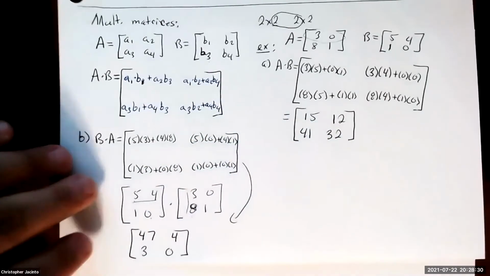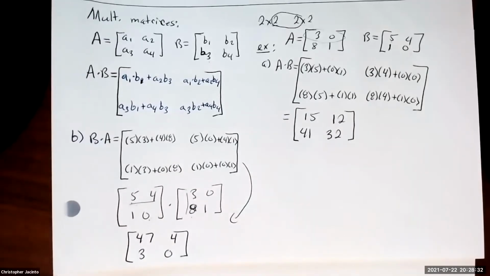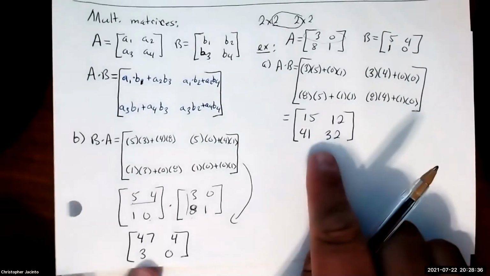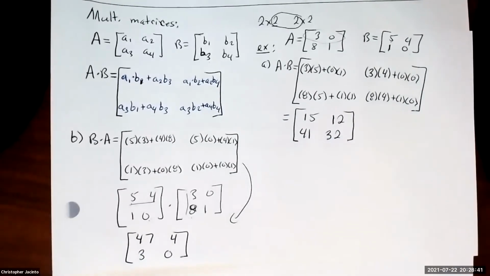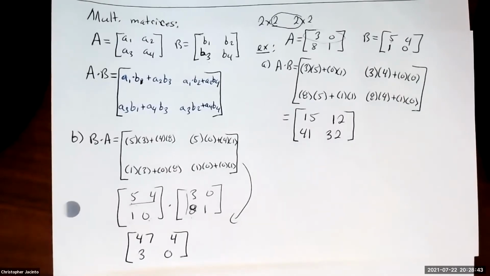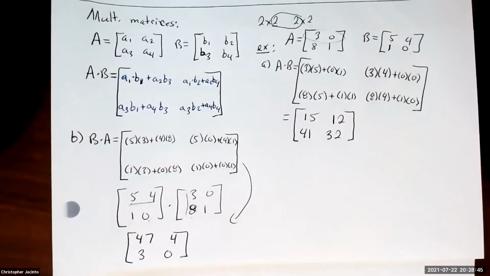Right? There you go. So notice it's crazy different, right? They don't even have one number in common. So the order of which you do multiplication does matter dramatically. Okay. So any questions so far on multiplication with matrices? And again, we'll do some more examples, so don't worry.